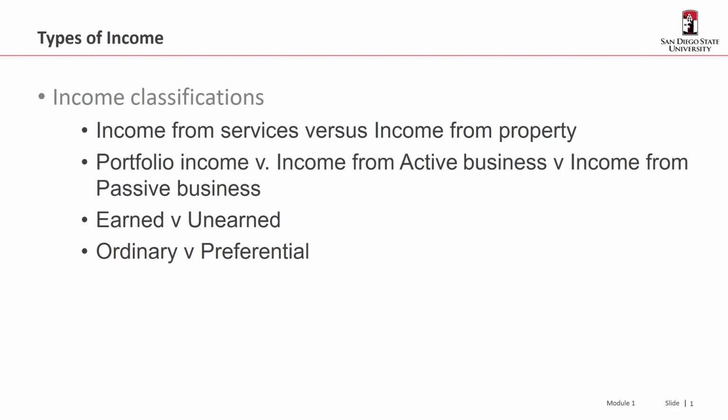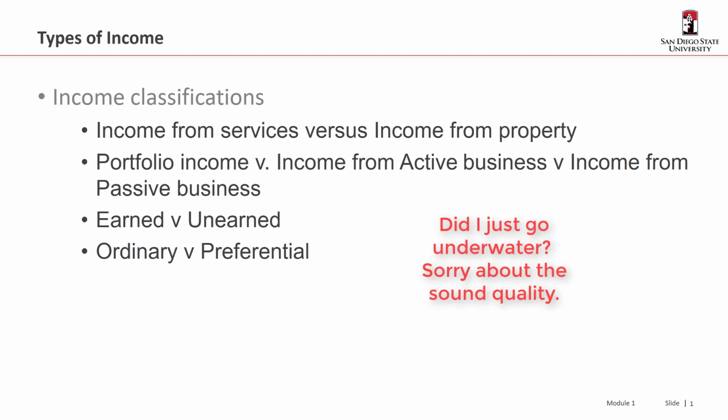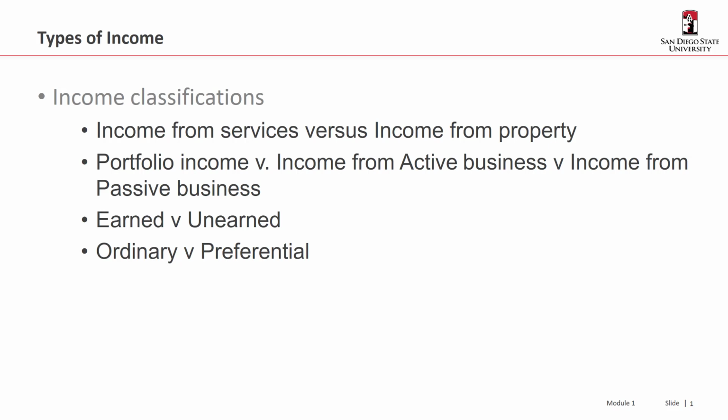So income gets classified by the tax law in just a ridiculous number of ways. And those classifications can actually differ depending on exactly what it is you're looking at. So we're going to talk about income from services versus income from property. And we got a little dose of that at the very end of the previous video where we talked about assignment of income for services versus property.